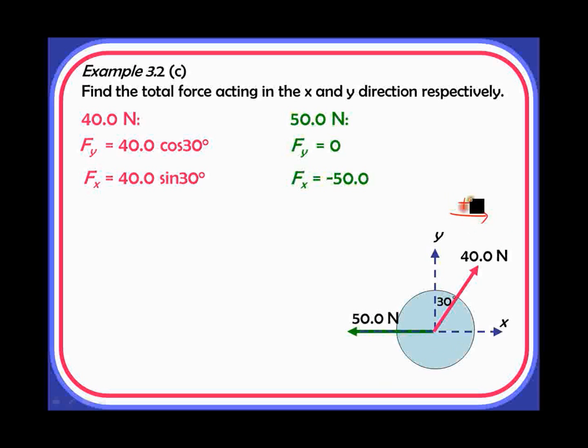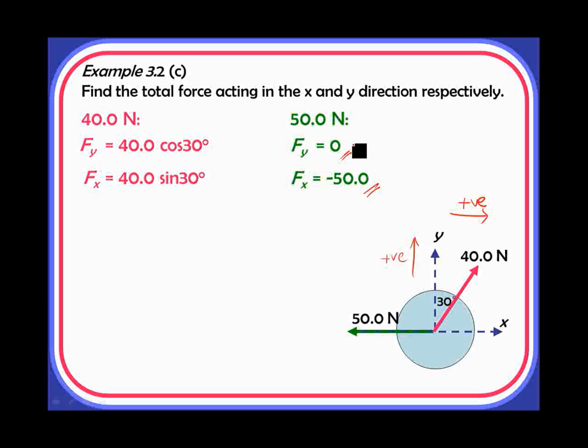So same thing, we follow the math. To the right is positive for x, going upward is positive for y. So your Fx will be negative 50 Newton and Fy will be 0 because there is no component in the y direction.